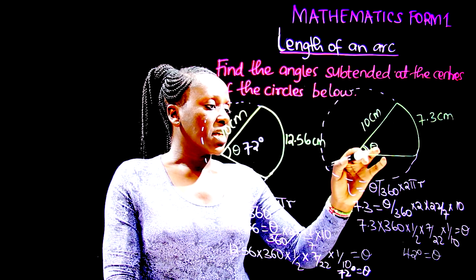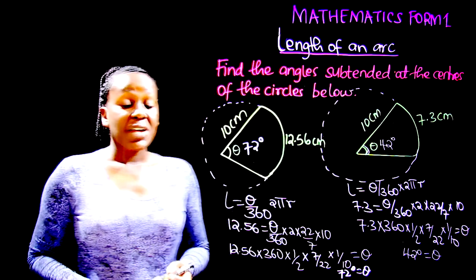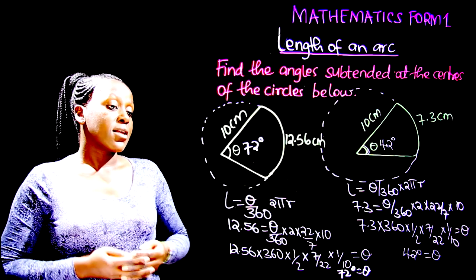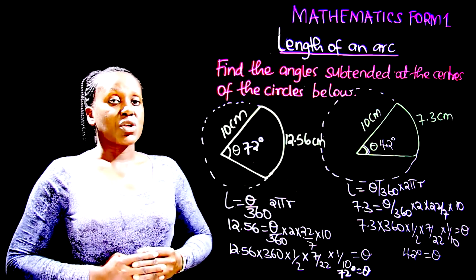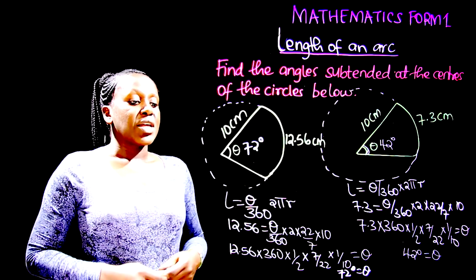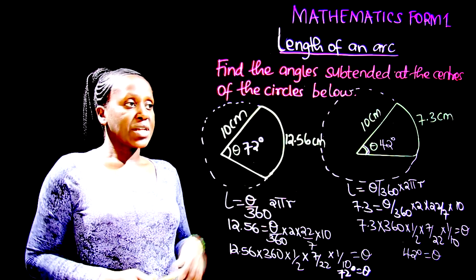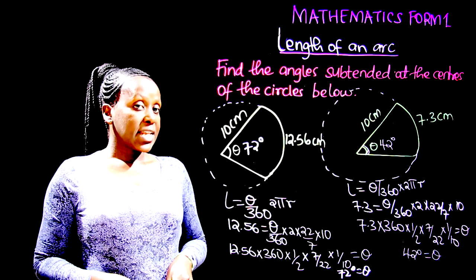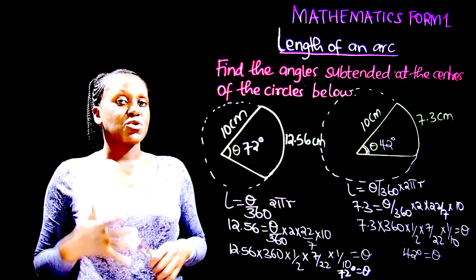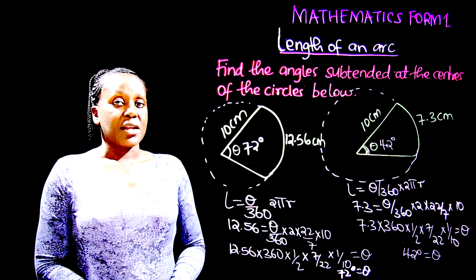So the angle subtended here will be 42 degrees. Whenever you are given the length of the arc and the radius, and you are required to determine the value of the angle between the two radii, you just substitute the values in the formula, and then you obtain the value for theta. So how do we do it when we are looking for the radius? If we are given theta and the length of the arc, are we able to determine the radius? Now we are going to do some questions on how to determine the radius.